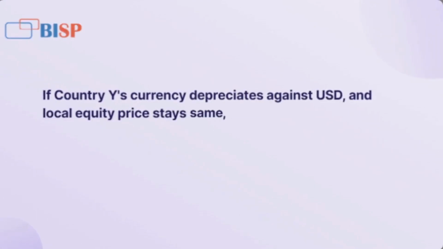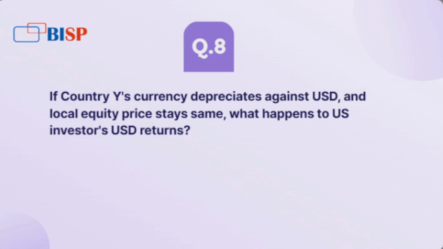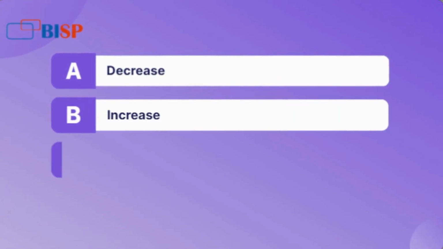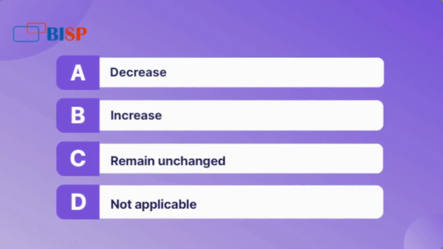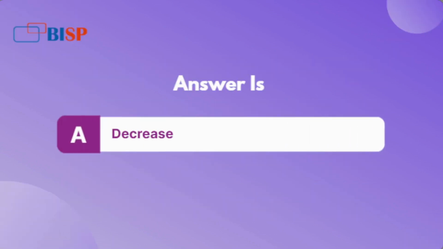If country-wise currency depreciates against USD and local equity price stays same, what happens to U.S. investors' USD returns? A. Decrease. B. Increase. C. Remain unchanged. D. Not applicable. Answer is A. Decrease.